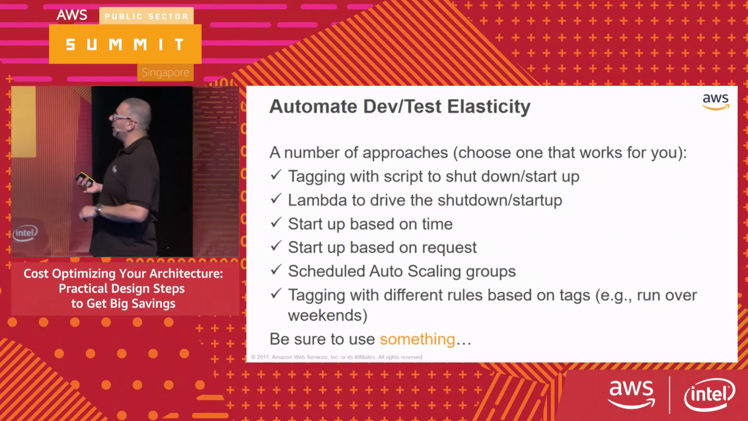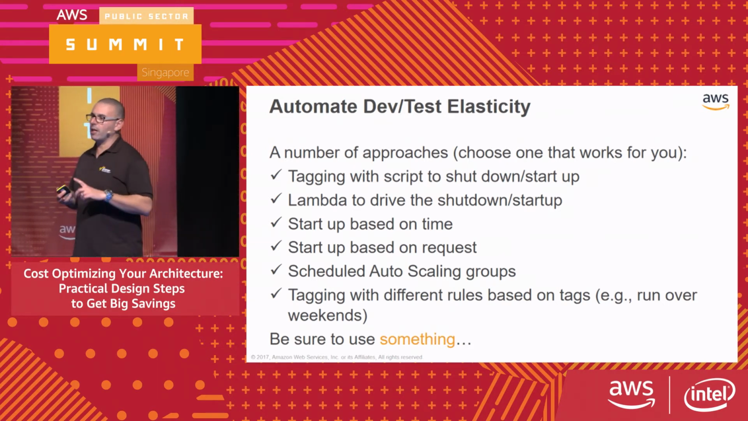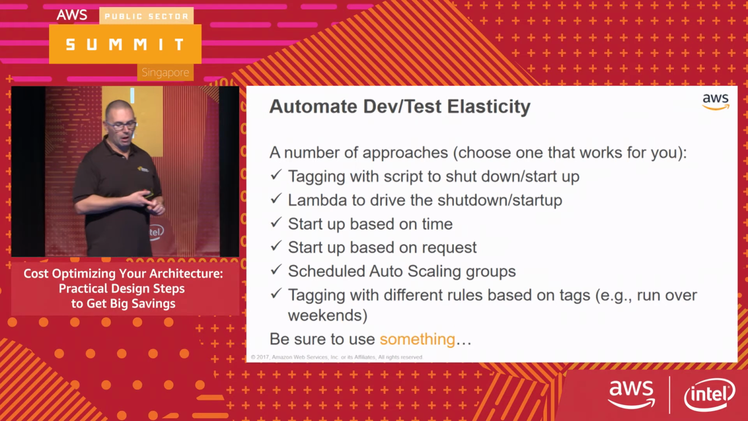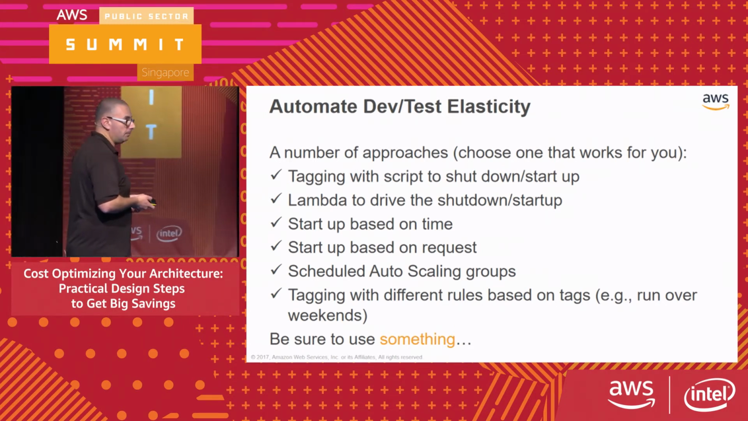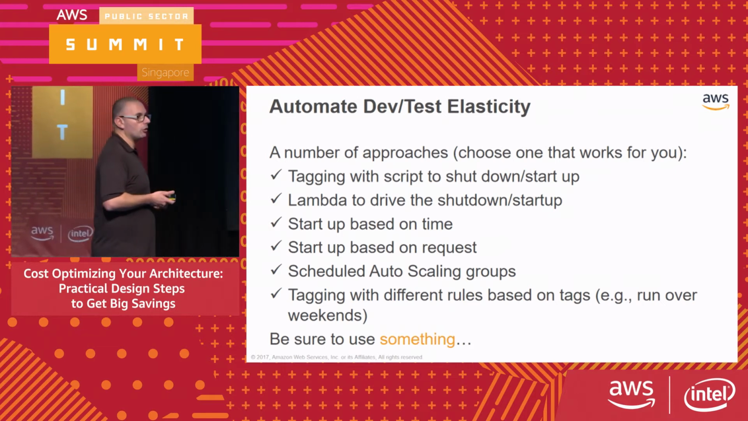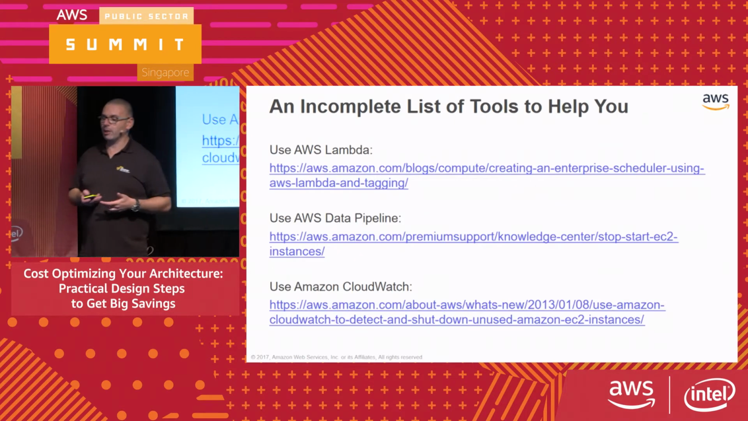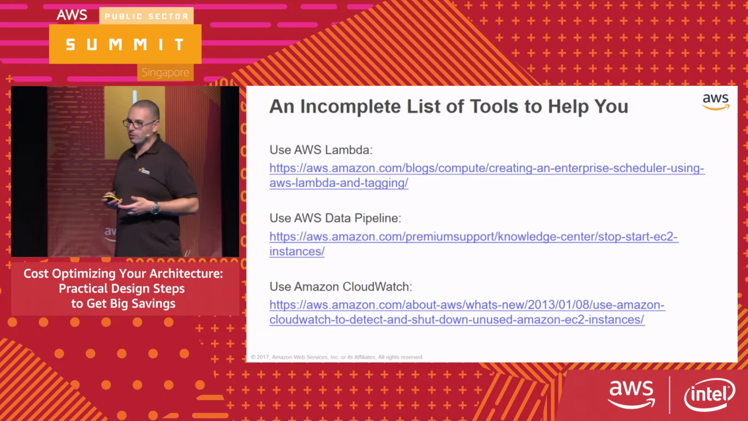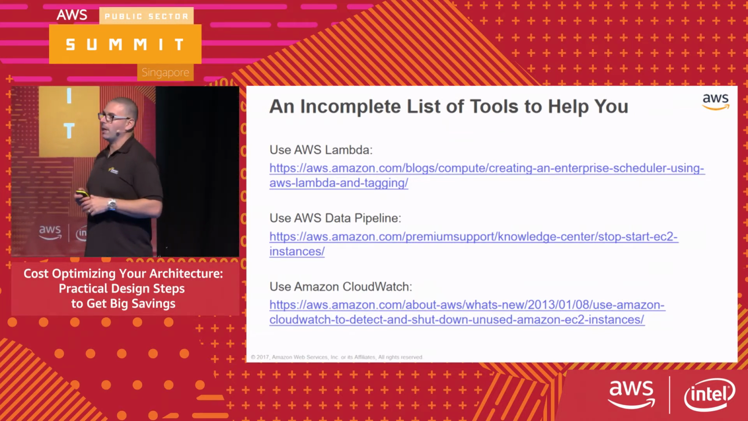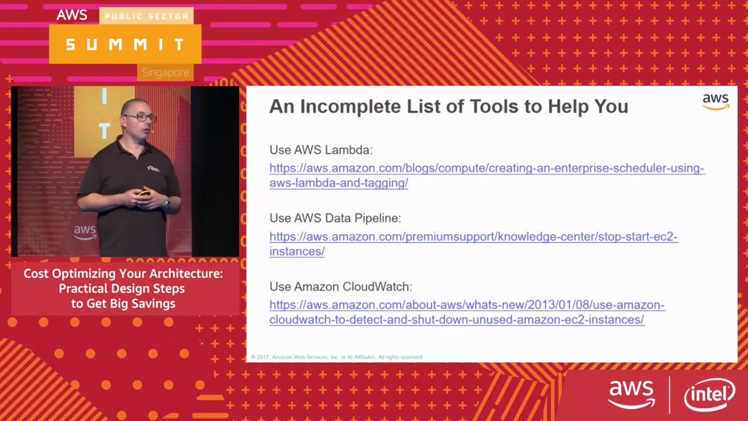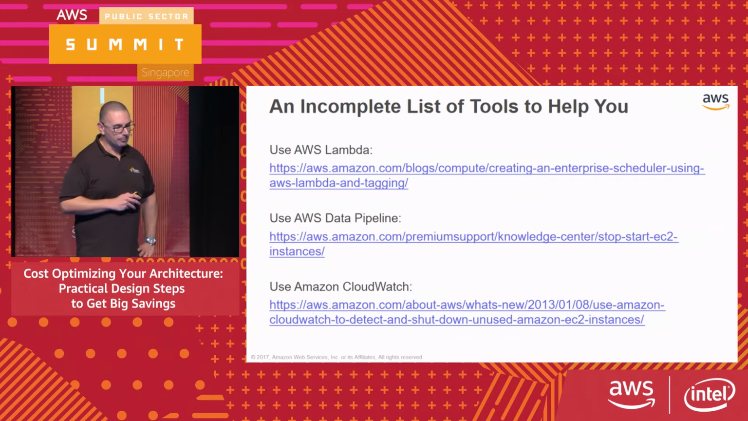Now, there are many ways you can do this. You can use tagging, you can use Lambda to control it, you can start up based on time, based on request. I don't really mind what you use, but please use something. There are many tools out there that you can use. This is what I call my incomplete list of tools that can help you. So a few links there. Just make sure you turn things off overnight and on weekends. So let's move on. Told you we cover a lot.